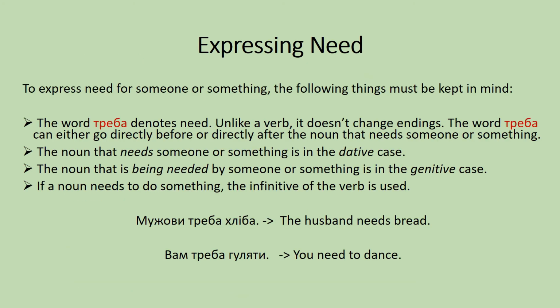Expressing need. To express need for someone or something, the following things must be kept in mind. The word treba denotes need. Unlike a verb, it doesn't change endings. The word treba can either go directly before or directly after the noun that needs someone or something. The noun that needs someone or something is in the dative case. The noun that is being needed by someone or something is in the genitive case. If a noun needs to do something, the infinitive of the verb is used. Let's look at the examples below.